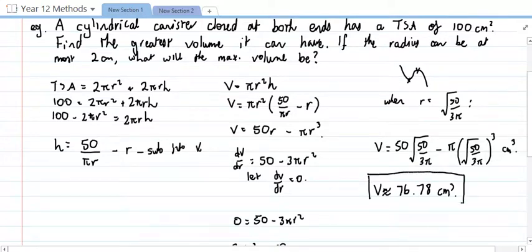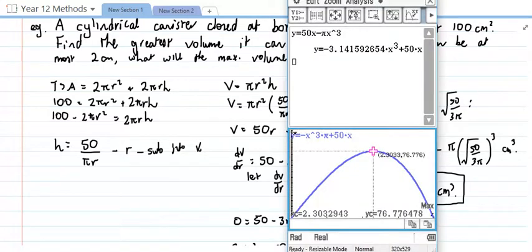Now, we haven't quite finished the question yet, because it says if the radius can be at most 2 centimeters, what would be the maximum volume? So let's have a look at this. Now, this is at 2.3 centimeters for the radius. If the radius is 2 centimeters, that's going to be back here somewhere. Okay, which, that point right there, that's still going to be like the maximum, because it could only be less than that if it's down in one of these values.